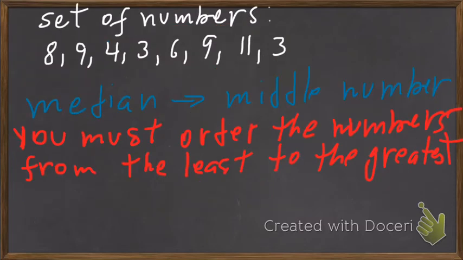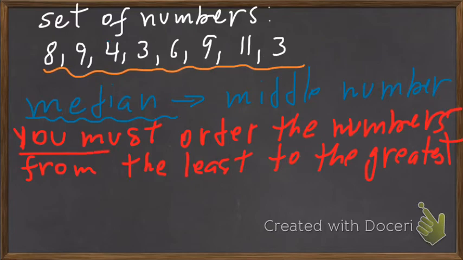Now, the problem said find the median. So I'm going to also find the median. So I have written again the set of numbers in here, okay? And we're going to find now the median. Now for the mean, you do not have to order the numbers, but for the median, you must order the numbers from the least to the greatest. From the least to greatest.